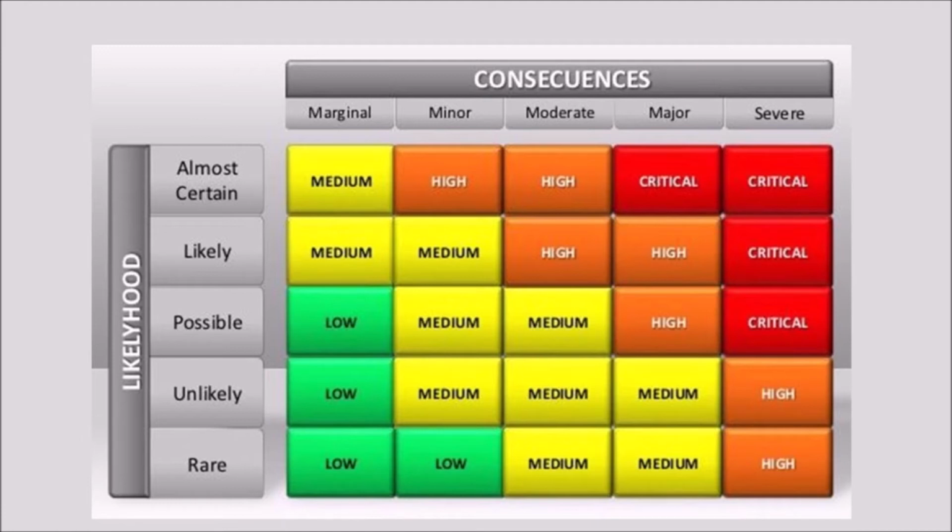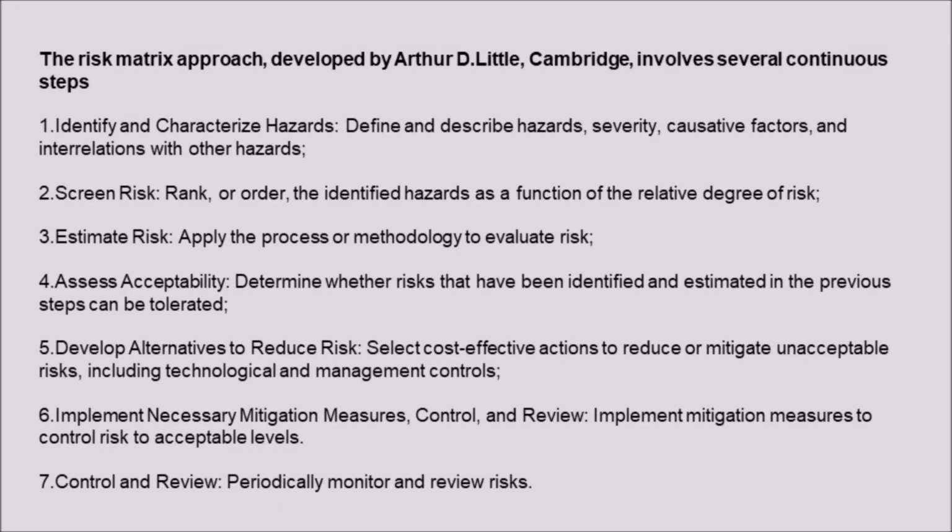After the risks have been identified and estimated, the next step is to find out whether they can be tolerated. If they cannot be tolerated, then one tries to develop alternatives to reduce the risk, through cost-effective actions, including technological and management controls, so as to address unacceptable risks. The next step is implementation of the mitigation measures to control the risk to an acceptable level.